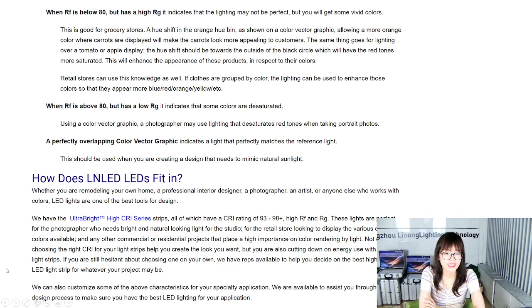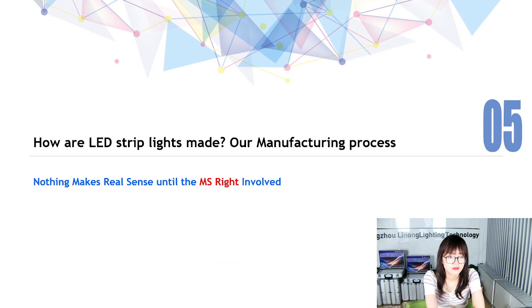You can also customize some of the above characteristics for your specialty applications. So if you have any specific requirements about the CRI, CQS, etc., you can just come to us. We can offer you assistance. So that is all about the terms. In the last part, I would like to share with you today how LED strip lights are made.